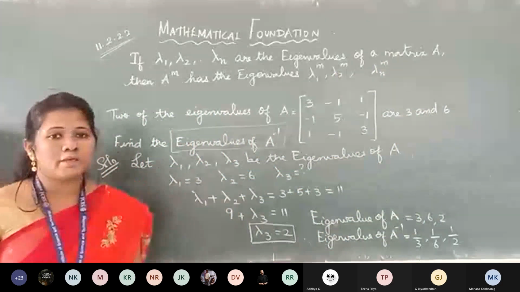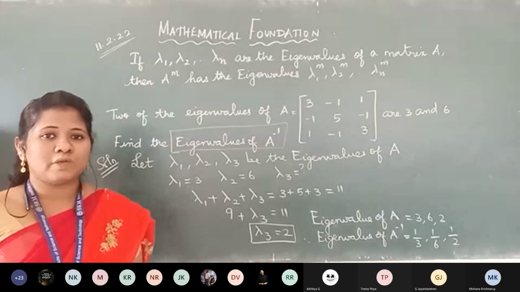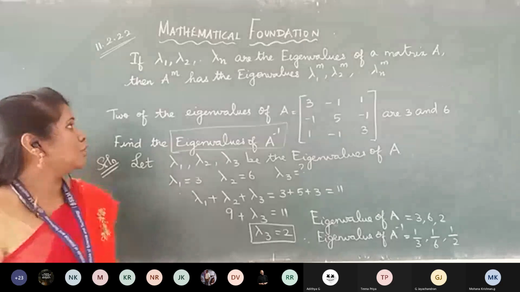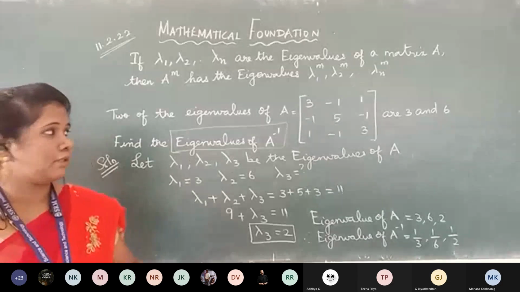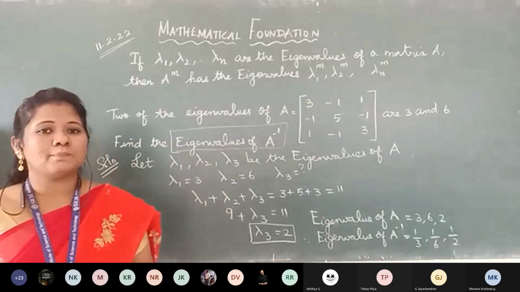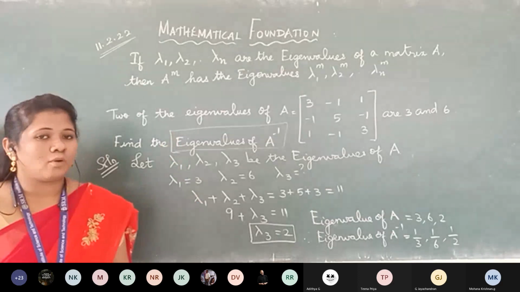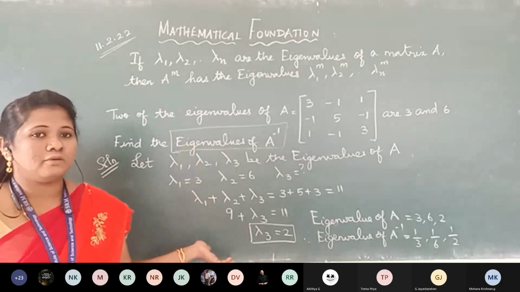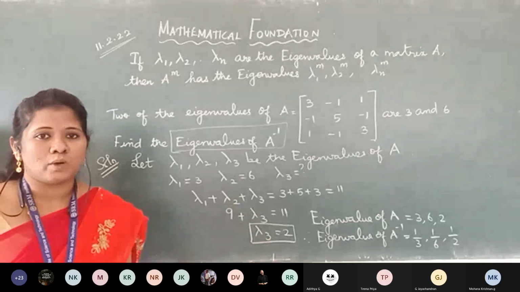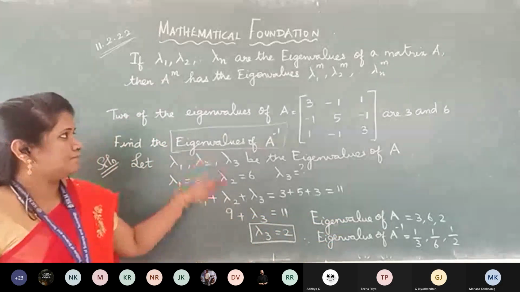It is nothing but whatever eigenvalues you're getting for the matrix A. If they're asking you to find the eigenvalues of A power 4, what you have to do is raise each eigenvalue to that power. Whatever power you've got, you write that power there and find your eigenvalue. This is another property. If you apply it to A inverse, you put the power as minus 1, so that will become 1 by 3.